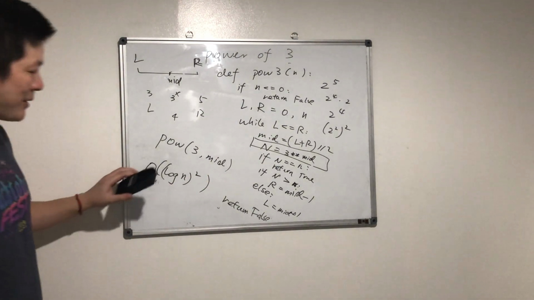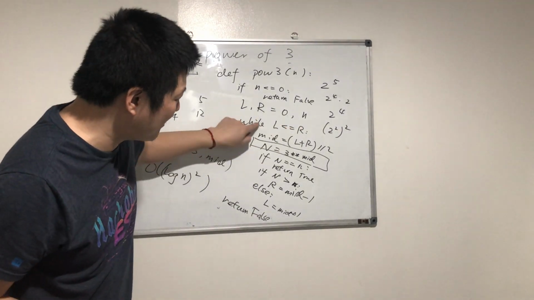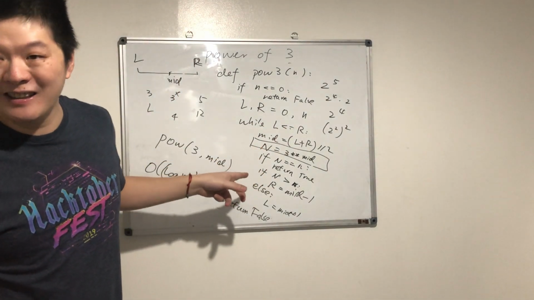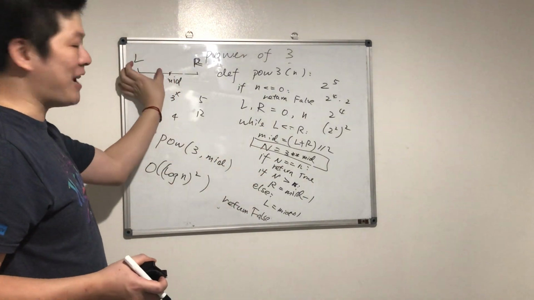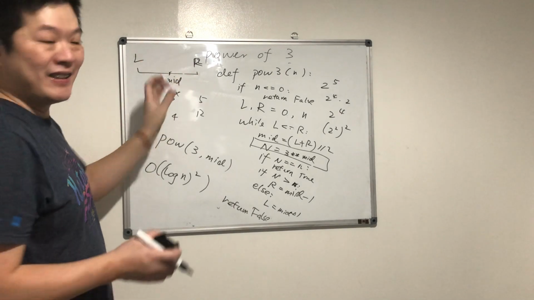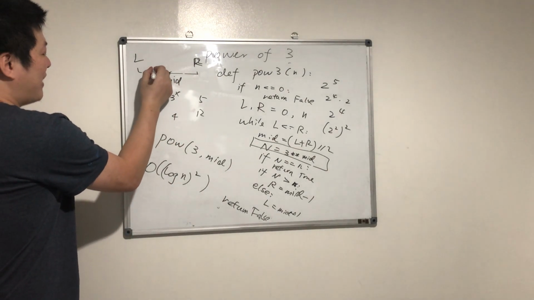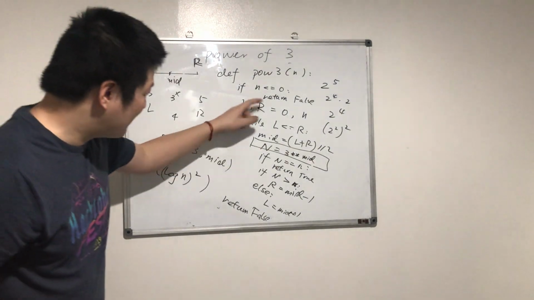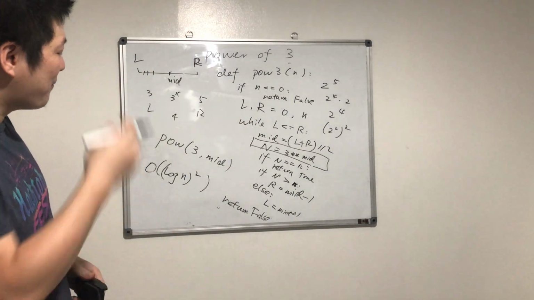This is a bit tricky, but binary search, log n, every time I divide into half. Divide into half, and then this is binary search, okay?